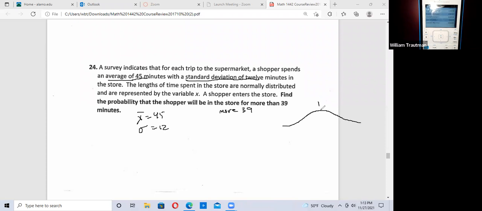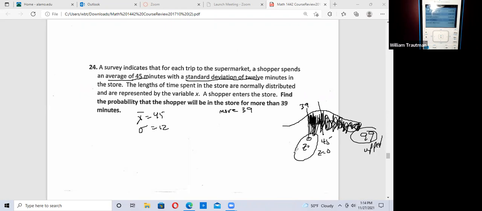Here's a normal curve. If you remember, our average is 45. That's our average, or z-score of 0. It says more than 39. Well, 39 minutes would be over here. So we want to find that z-score right here. We know the maximum z-score here is positive 99, infinity. So the upper is going to be positive 99. We just have to find this lower z-score.